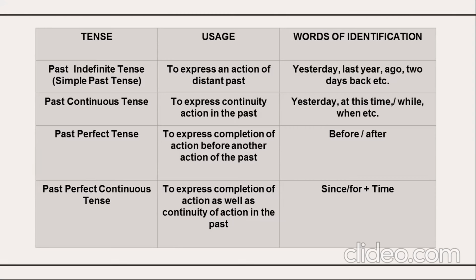Past perfect, which talks about the action which completed in the past before another action of the past. So before or after. So one action got over before the other action. Past perfect continuous expresses the completion of action as well as continuity of action in the past. So we use here since or for.